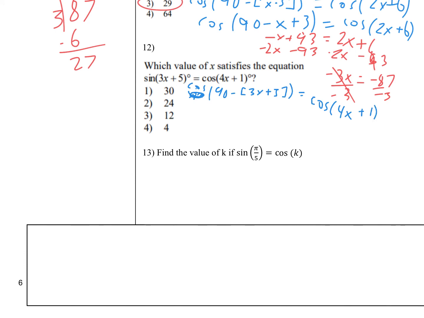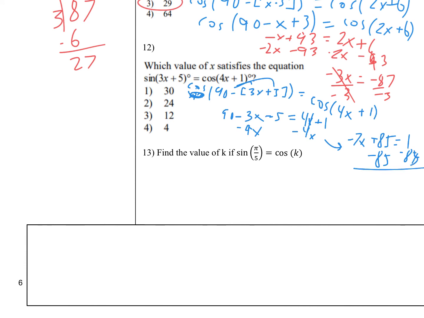Okay, so now I can set the insides equal. I'll go ahead and distribute my negative. So I'll say 90 minus 3x minus 5 equals 4x plus 1. So I'll send my 4x over here. So then I have, let's see, negative 7x plus 85 equals 1. So I'll subtract the 85. So it's going to be negative 84 equals negative 7x, which means x equals, if we divide by negative 7, that's 12.